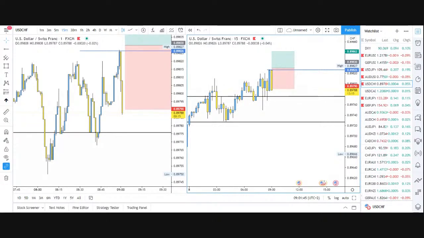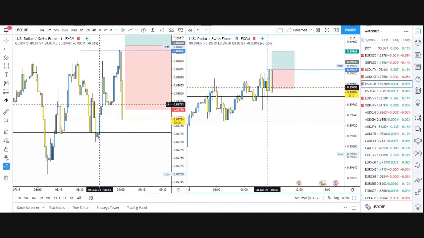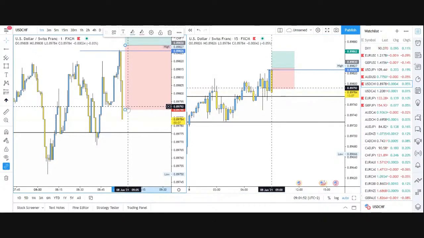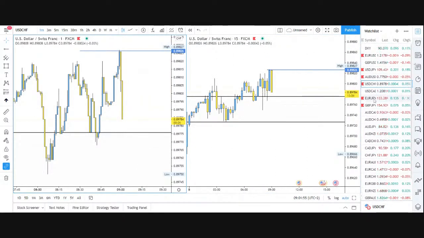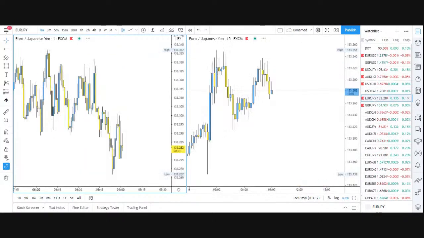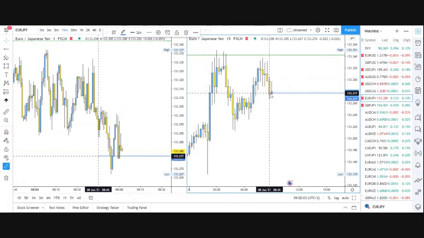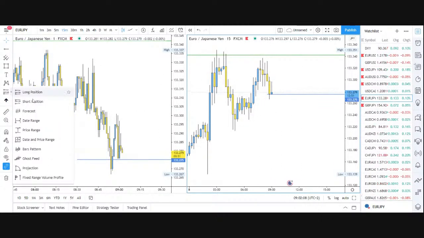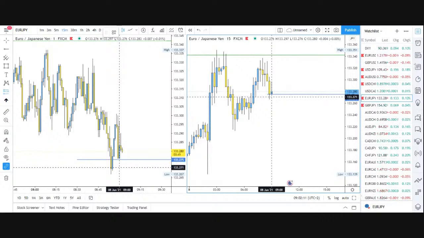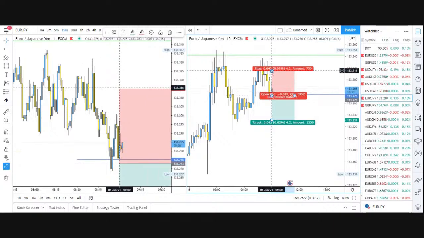Okay, that's a bit of a problem because now we're making, so you can see we are currently actually taking out these lows, which is a slight bit of a problem. Let me delete this instead. Euro JPY actually closed quite strong too. That is where you would want to enter. Enter right there.